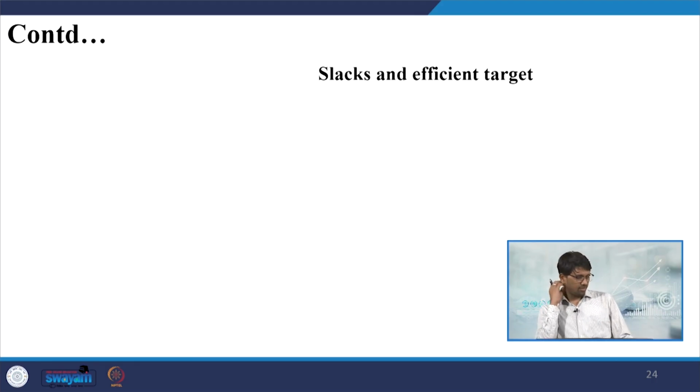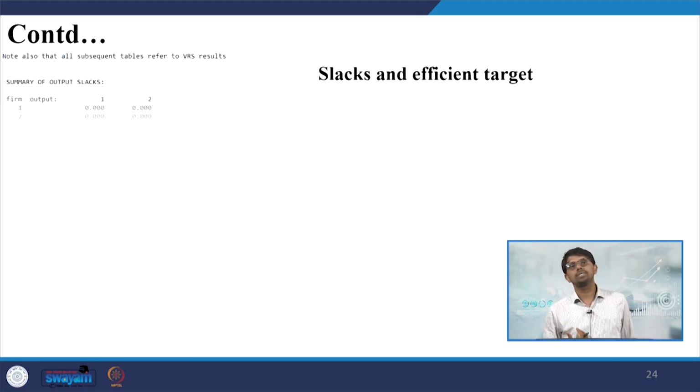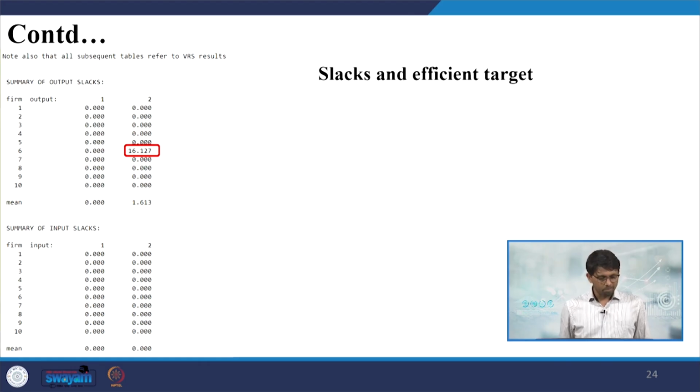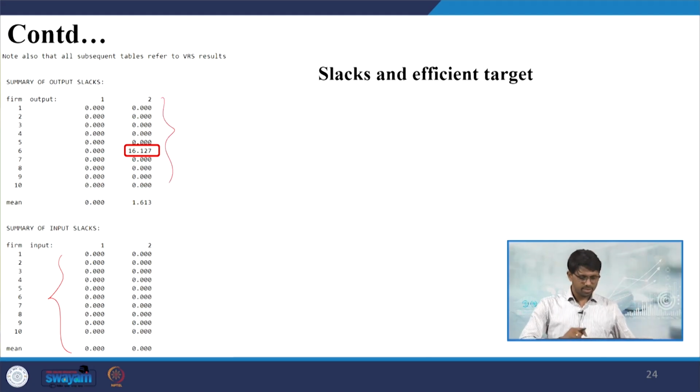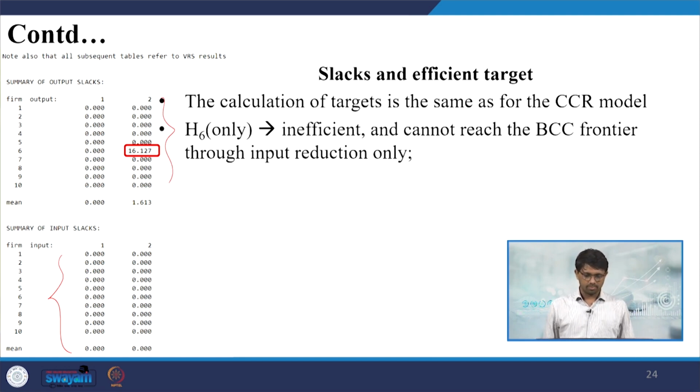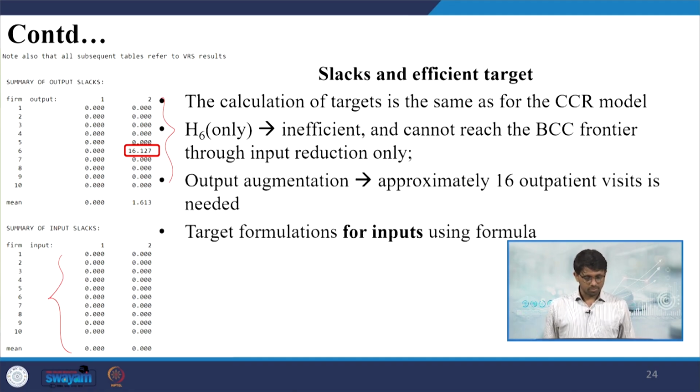And here, final words on the slacks and efficient targets, because we already clarified them in our CCR model. For the input slacks, there are no slacks, hence we are not discussing them. In one case only, the output slacks are noted, for the sixth hospital, hence that is a matter of interest for us. To reach the BCC frontier, output augmentation of approximately 16 outpatient visits is needed. That is the interpretation.